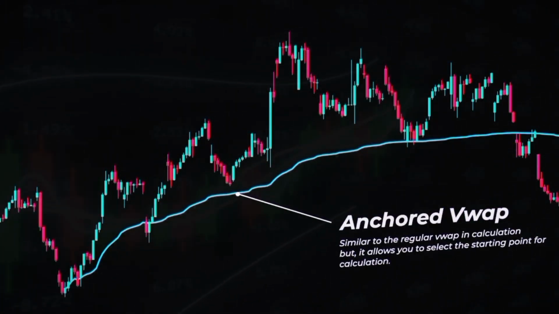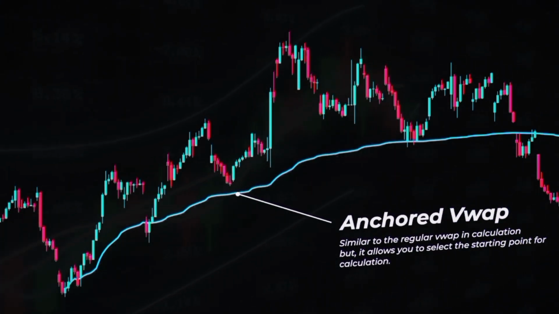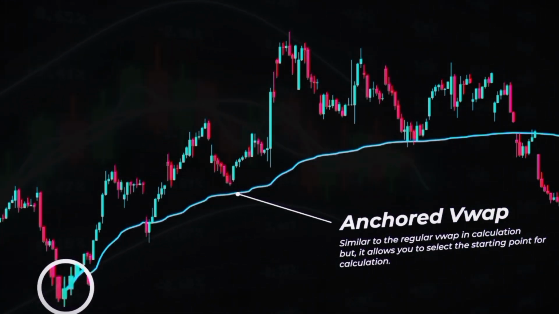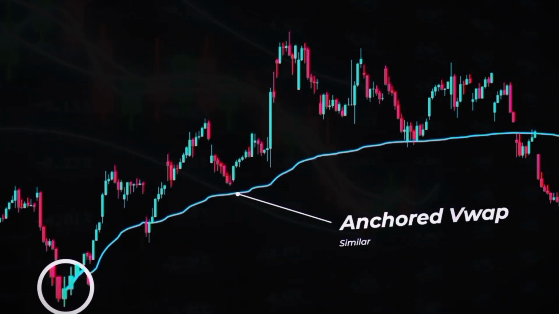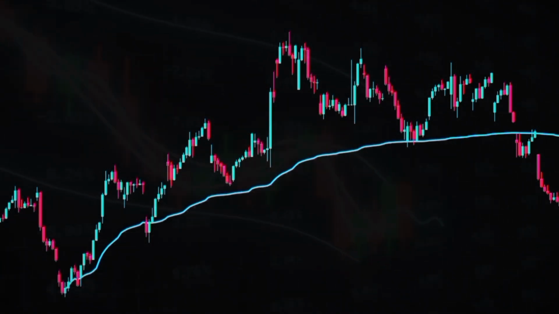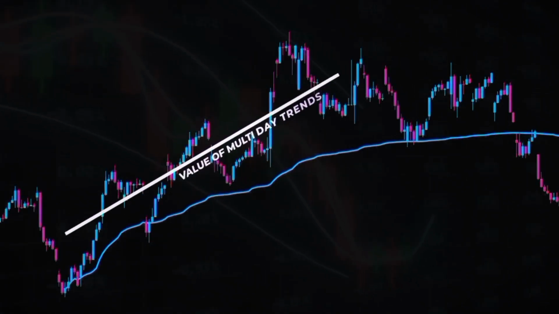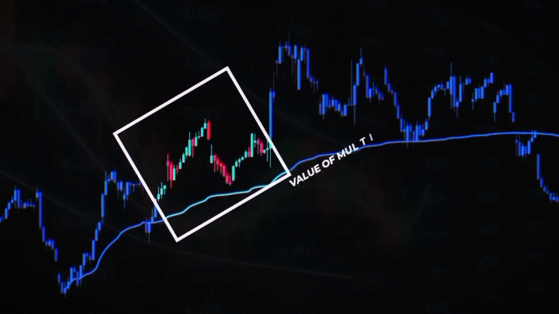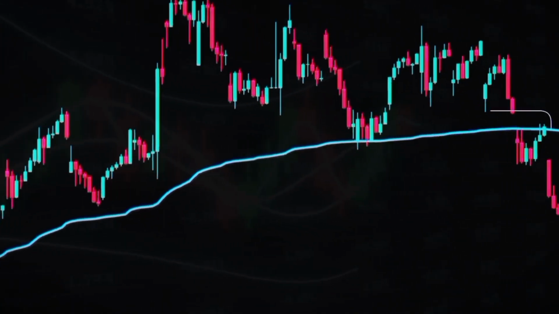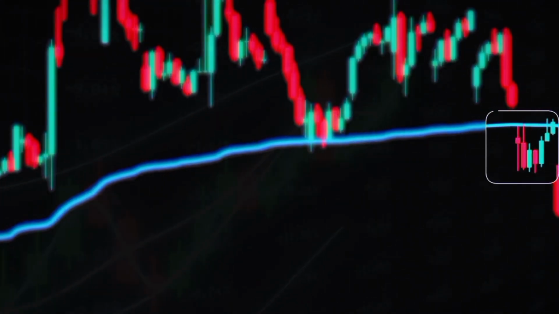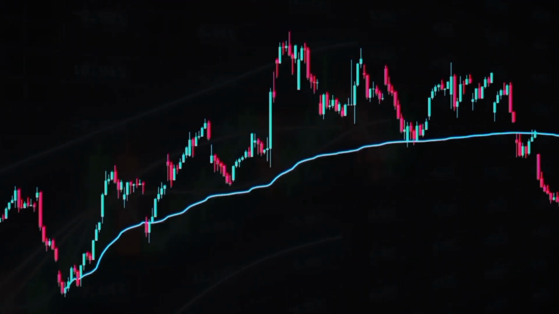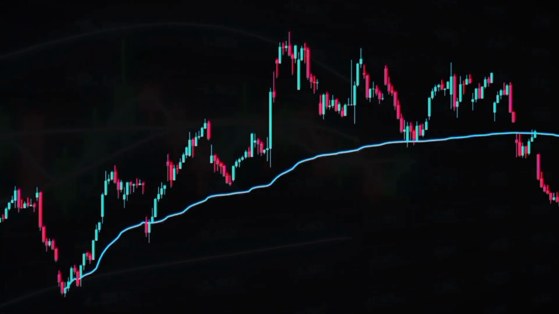The Anchored VWAP uses the same calculations as the regular VWAP, but it allows you to select the exact candle where you want the calculations to begin. It can give you a better understanding of the value of multi-day trends. It can also help you identify areas where breakouts may occur. Let's understand how to plot it on your charts.